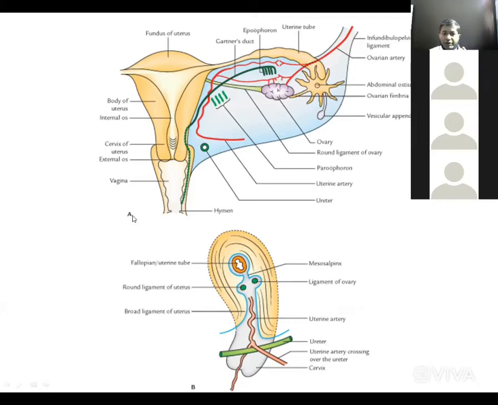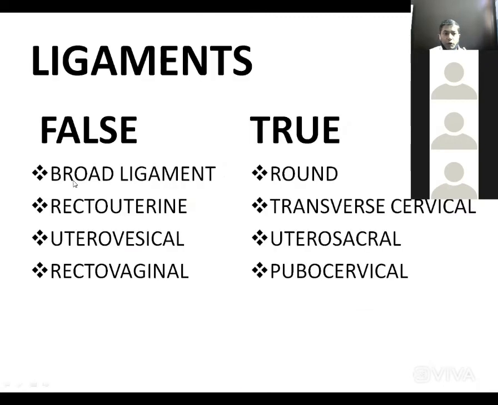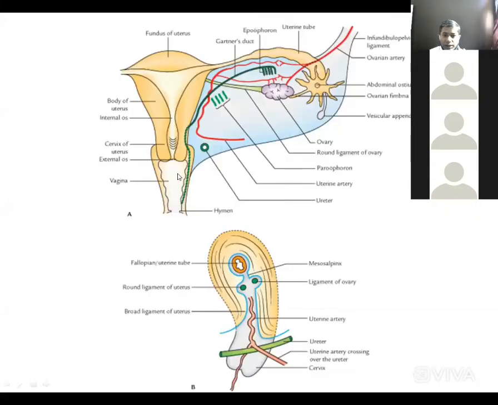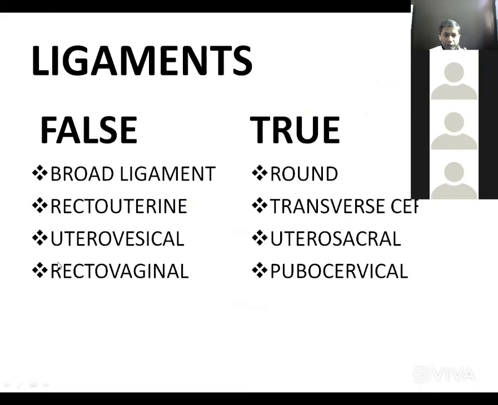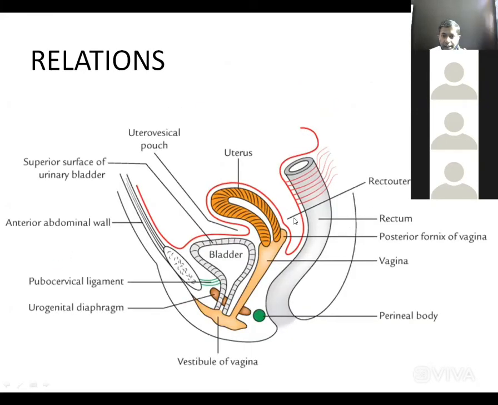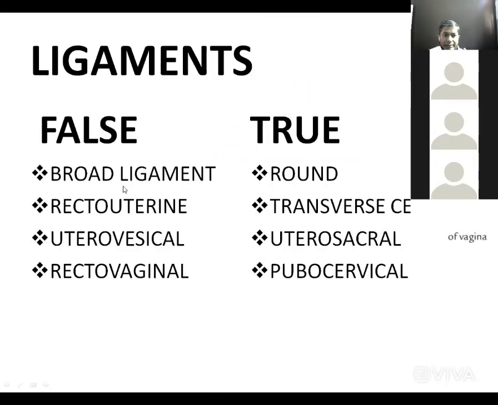So that's how we covered the four false ligaments. The broad ligament is attached to the lateral border of the uterus and laterally to the pelvic wall, and these three we discussed in this diagram: rectouterine, rectovaginal, and uterovesical. Vesica means bladder. So finished. False ligaments: broad ligament, rectouterine, uterovesical, rectovaginal.